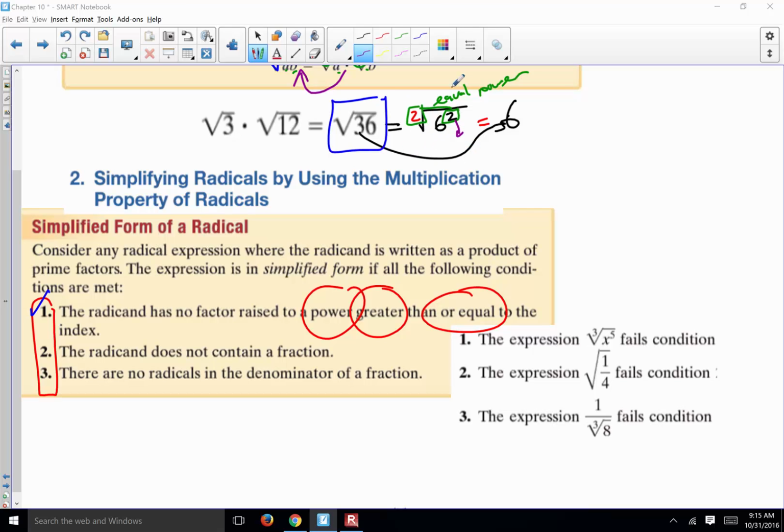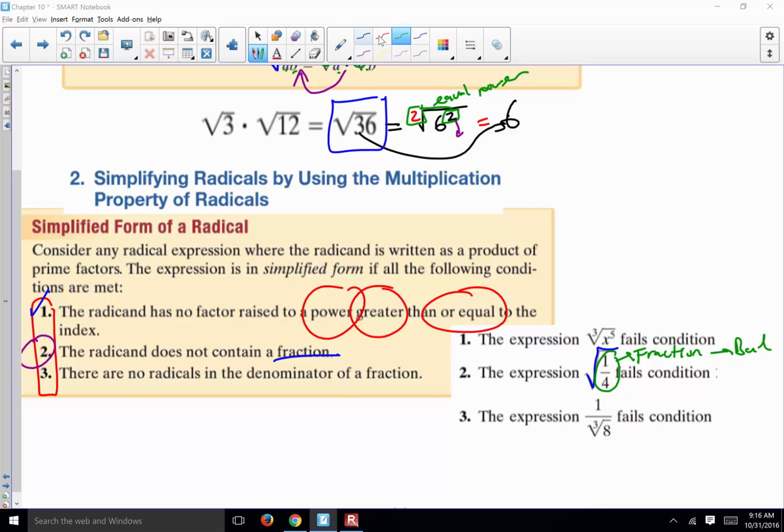But it's not over yet. It's not simplified yet. Statement 2: radicals must not have any fractions inside. Such as this example. You see 1/4 under this radical? This fails the condition. This fraction can be further simplified. This has not been simplified yet. Why? Because it has a fraction inside. Fraction. That means bad.